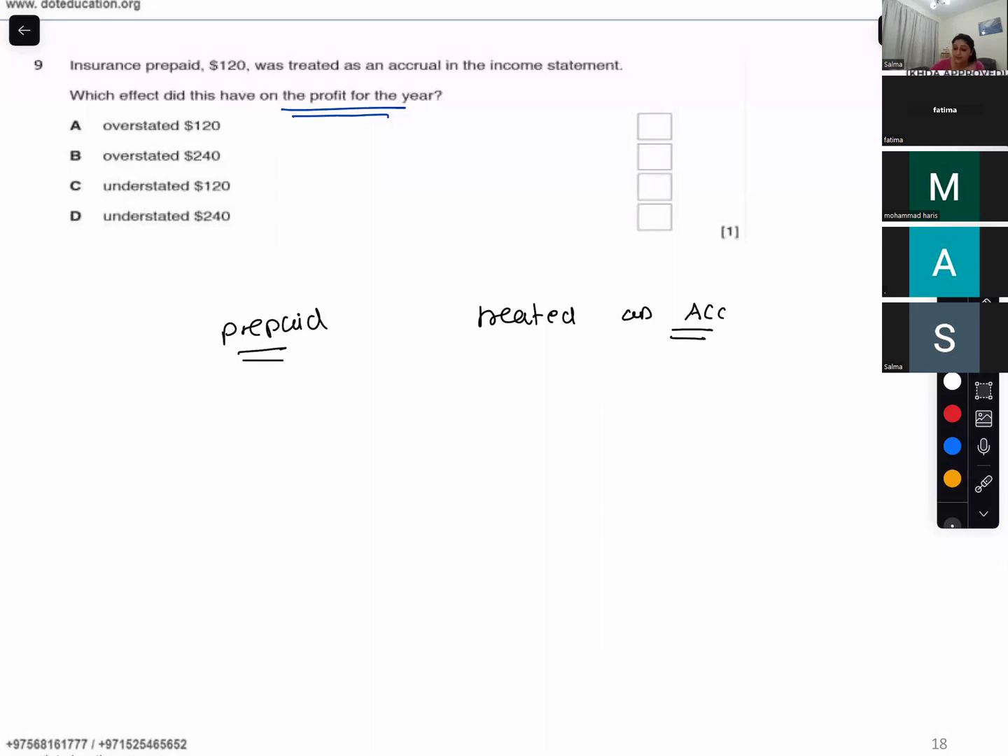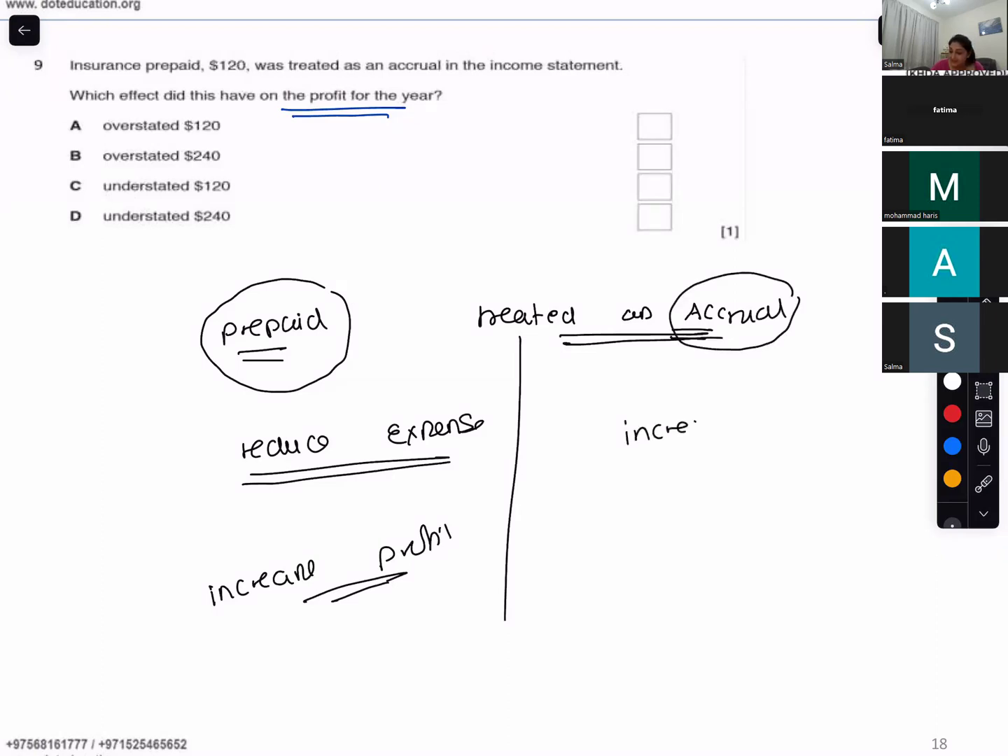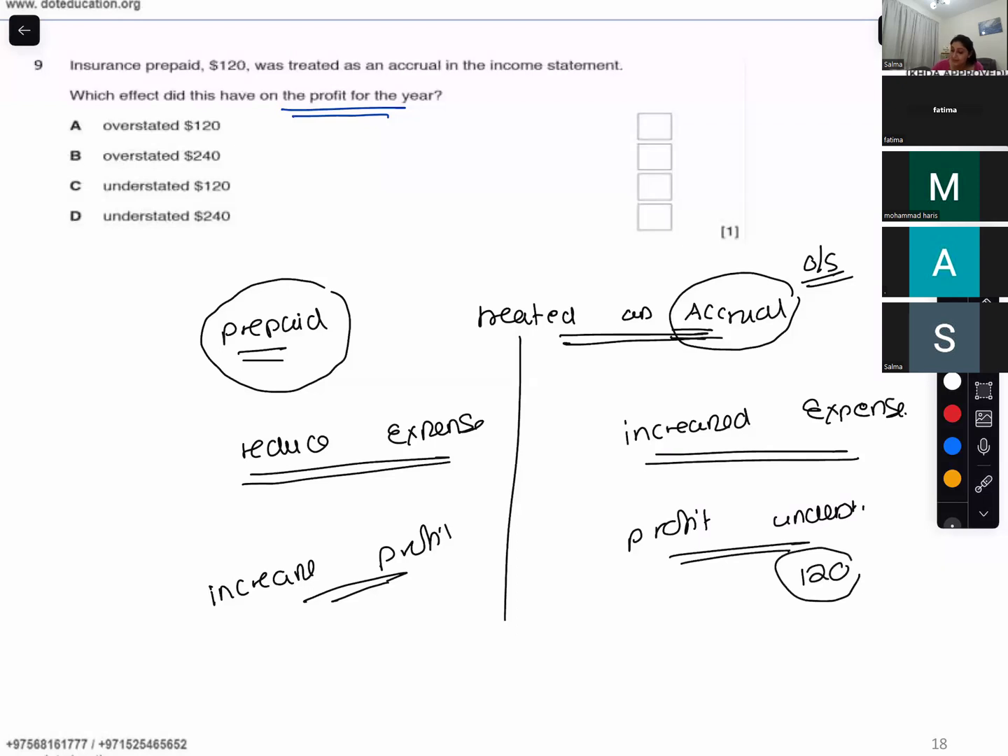Okay, one minute. It was prepaid. That means you had to reduce the expense and increase the profit. But what did you do? We treated it as expense. You treated it as accrual. That means you increased your expense. Accrual means outstanding. If you've increased your expense, that means your profit is what? Understated. Your profit is understated by 120 because of this.